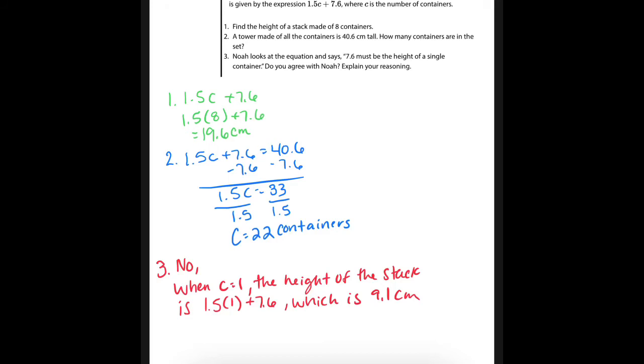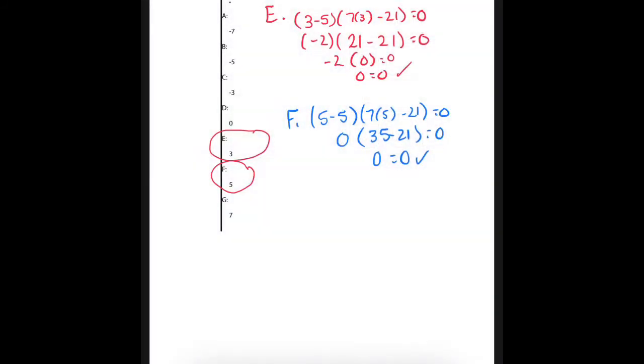And number 3, Noah looks at the equation and says 7.6 must be the height of a single container. Do you agree? No, because your number of containers is your c. So if you put 1 in for c and solve, you would get 9.1. Here is number 2. Select all values of x that are solutions to the equation. Here it would be E and F. The easiest way to do this would be to plug in the values into your equation, and you'll see that the only two that work would be E and F.